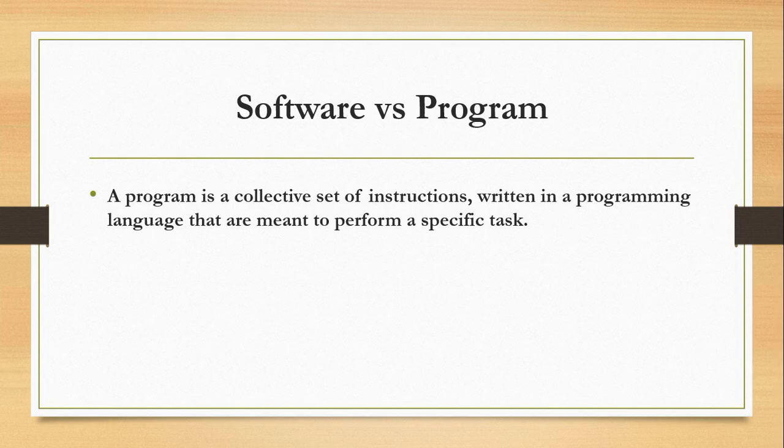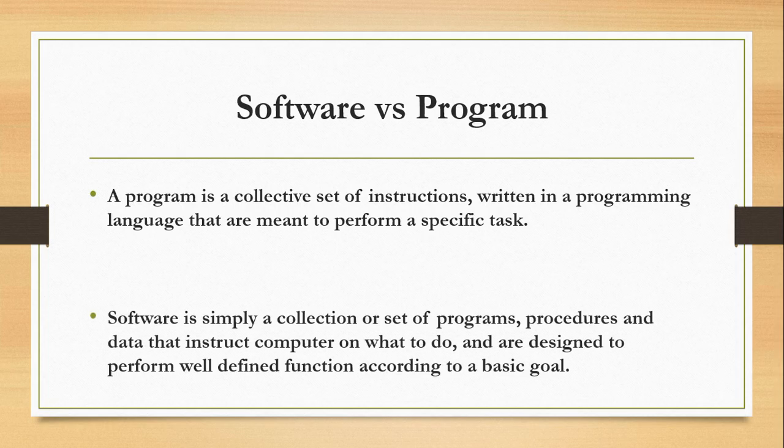Now talking about software, on the other hand, a software is simply a collection or a set of programs, procedures, or data that instruct the computer on what to do. They are designed to perform a well-defined function according to a basic goal. Software is a broader term, used to describe when you bring two or more programs together and use other tools. Software is simply the collection, the bringing together of two or more programs.